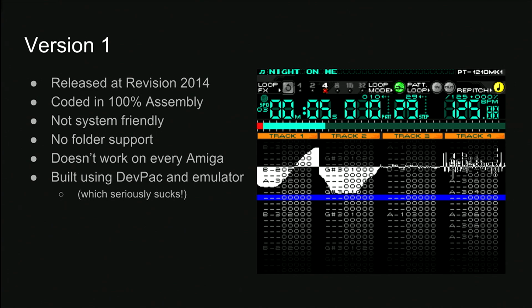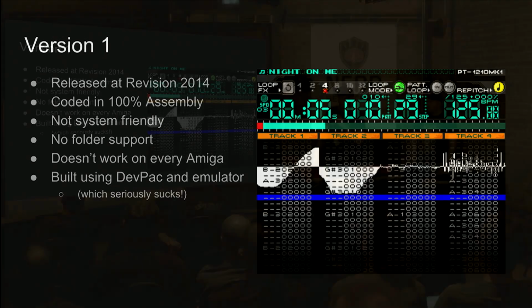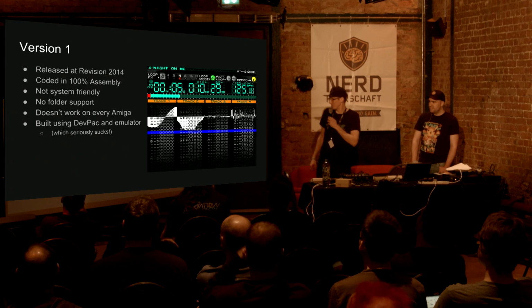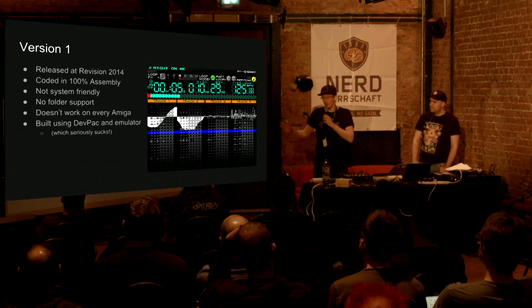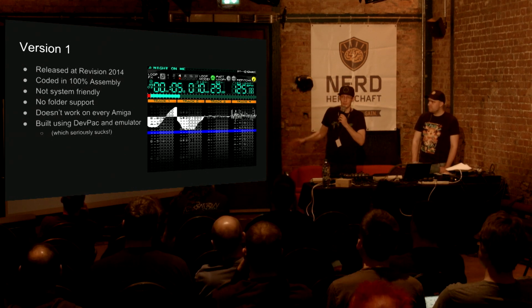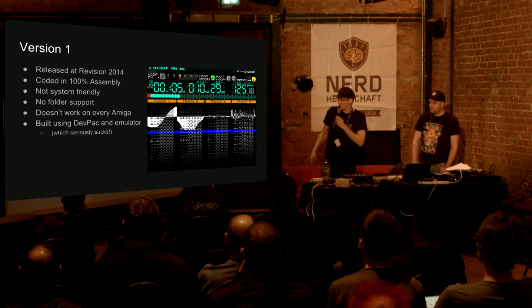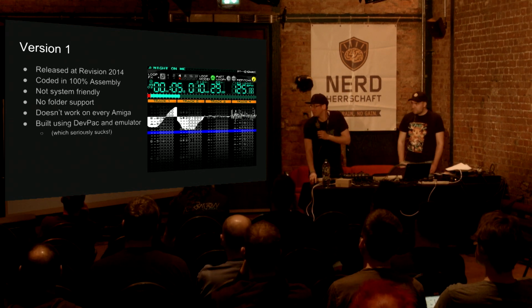And then we fast forward to version 1, which we released at Revision 2014. It was coded 100% in assembly. It was not system friendly, had no folder support, and didn't work on every Amiga, and was built using DevPac on an emulator, which seriously sucks. It was really bad. But it worked, and we released it, and it was fully functional, and we were very happy with that.